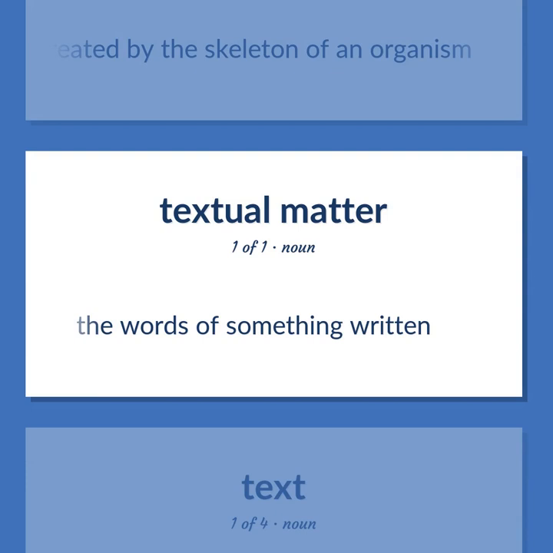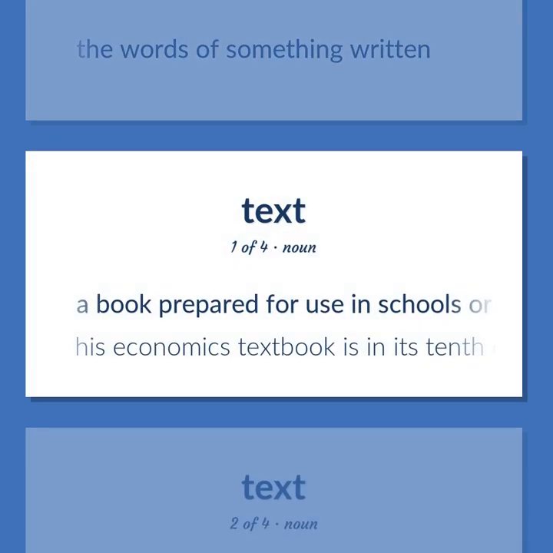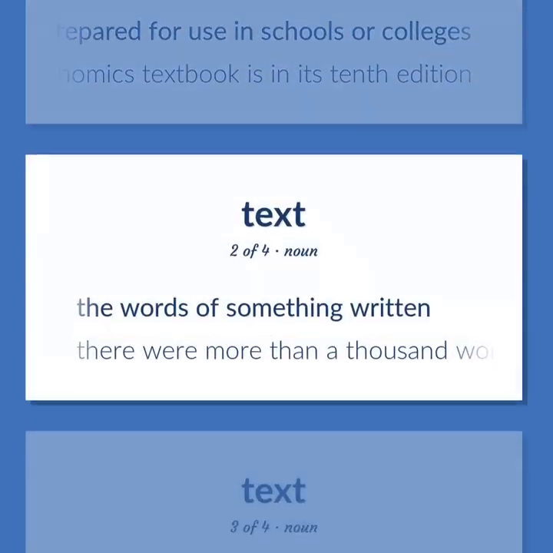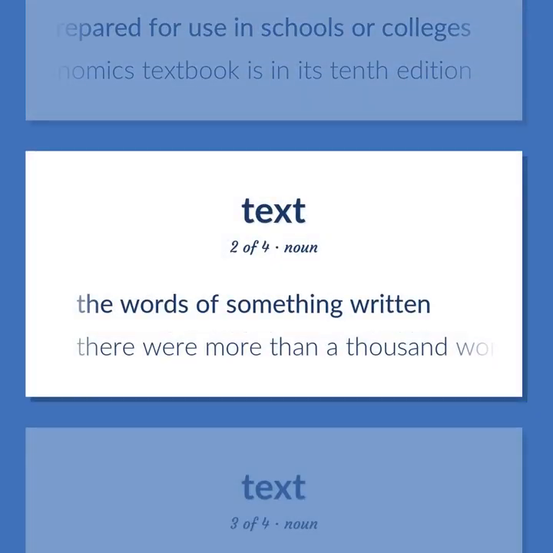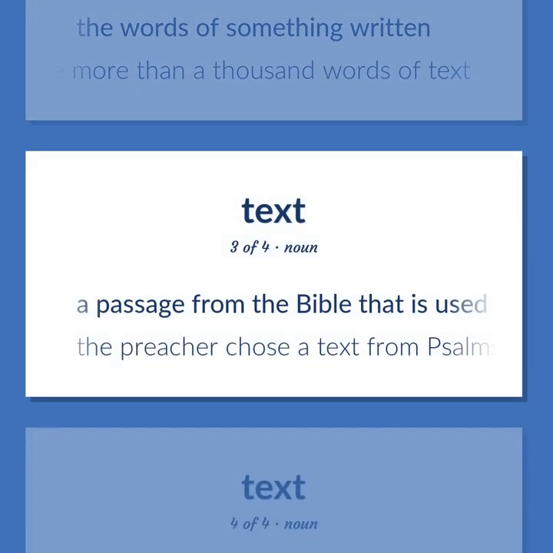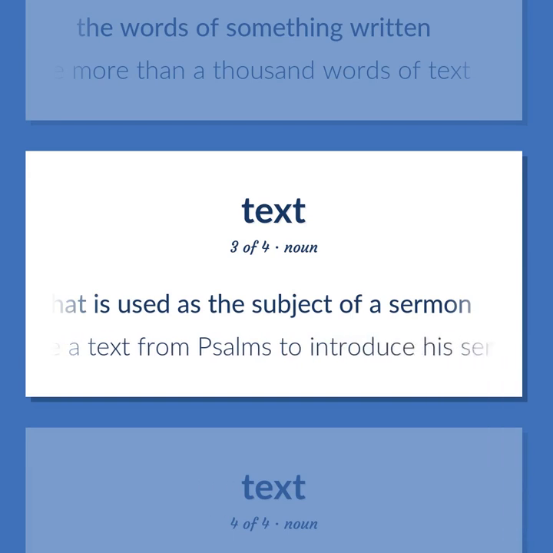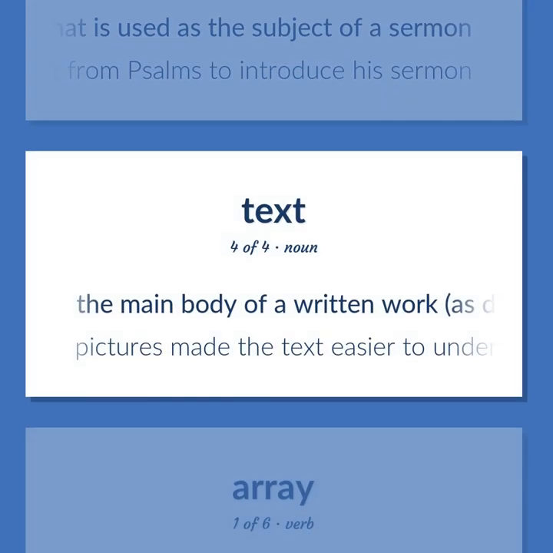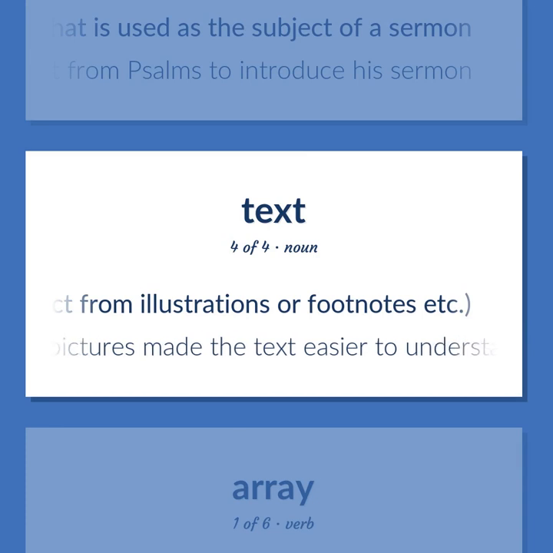The words of something written. A book prepared for use in schools or colleges. His economics textbook is in its 10th edition. The words of something written. There were more than 1,000 words of text. A passage from the Bible that is used as the subject of a sermon. The preacher chose a text from Psalms to introduce his sermon. The main body of a written work, as distinct from illustrations or footnotes, etc. Pictures made the text easier to understand.